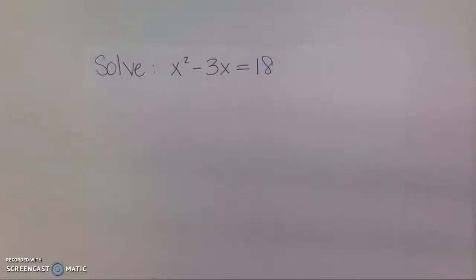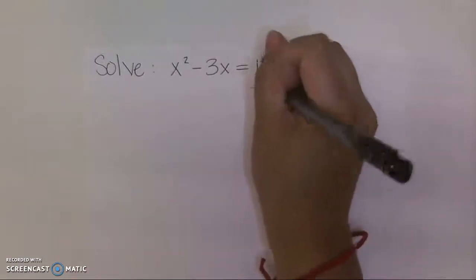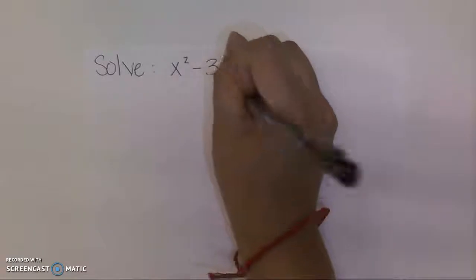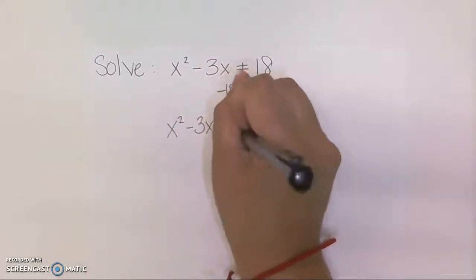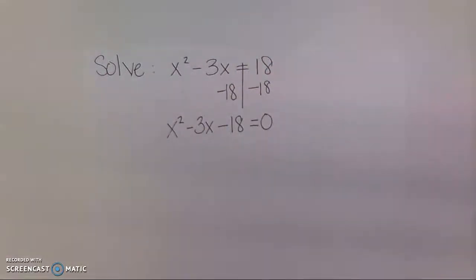In this video, we are going to look at how to solve a quadratic using factoring. In order to solve a quadratic by factoring, you need to have it set equal to 0 because you need to be able to use the zero product property. So the first thing I'm going to do is subtract 18 from both sides. That will get this equation to equal 0. So x squared minus 3x minus 18 equals 0.